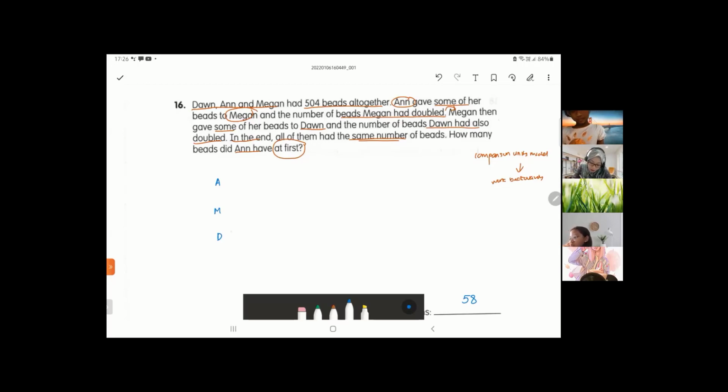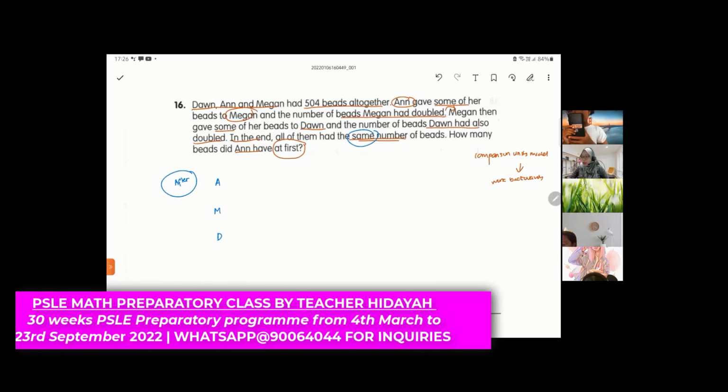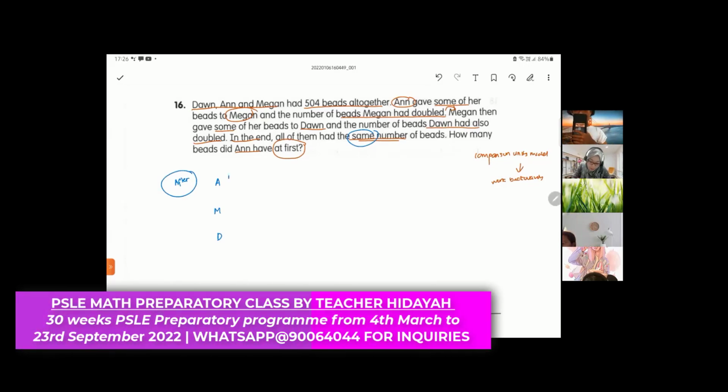Let's start with Dawn. Dawn doubled. This one is in the end. This is after the after model. This is in the end. This is my after model, right? And then in the end, what happened is all of them have the same number. We are going to draw the in the end model first. In the end model, everyone will have the same.